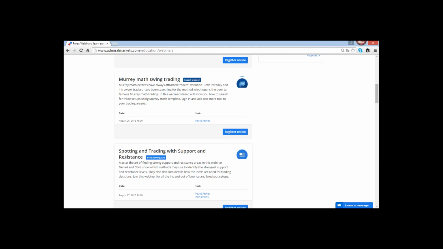We're going to take a look then at spotting and trading the support and resistance. So we're going to look at which support levels are more important, why they are more important, which we can attach importance to, and maybe others we attach less importance to.